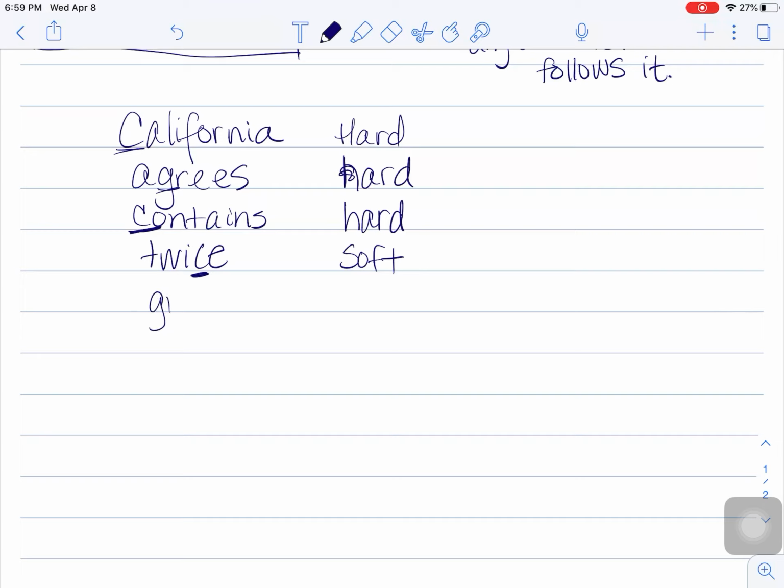Or giant. J, j, j. Does that sound like agrees? J, j. No, that is a soft one because it sounds like a J. This one sounds like an S. That k, k sounds like a K or a C. Agrees is just a g, g, g sound. And then California is again a C or a K. What about germ?